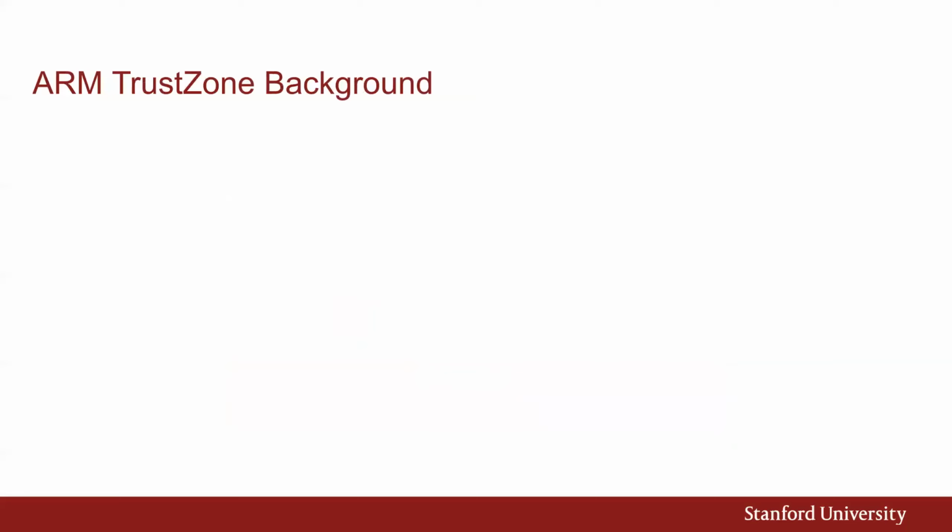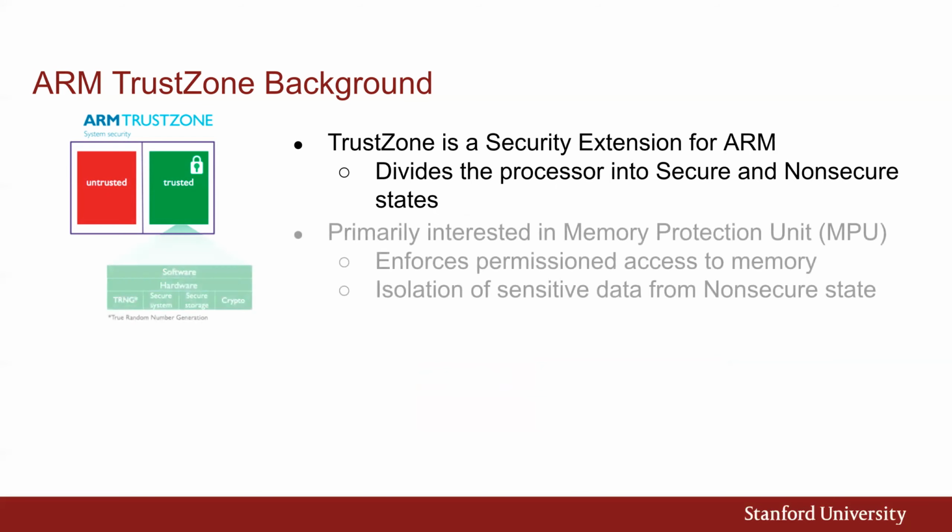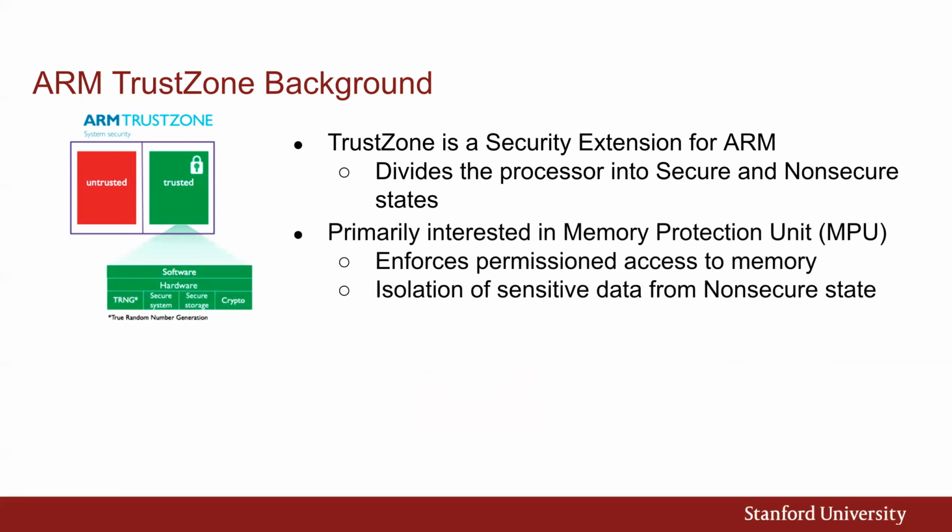All right, so my name is Brian, and I'll talk about how we use ARM TrustZone in our project. And to start, TrustZone is a security extension for ARM, which divides the processor into the secure and non-secure states. We're primarily interested in the memory protection unit to isolate sensitive data, such as our image buffer, from the user application running in non-secure state.